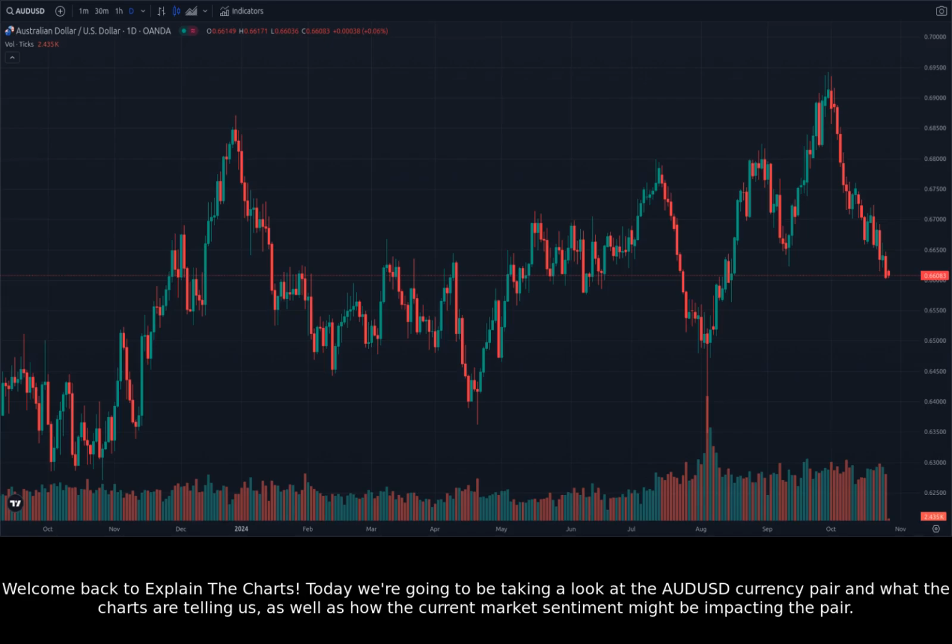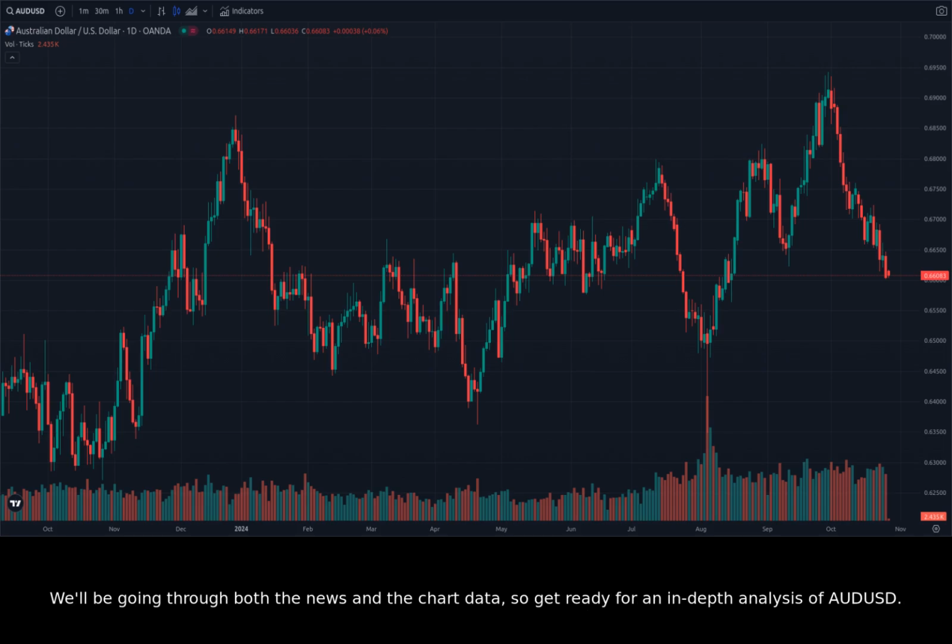Today we're going to be taking a look at the AUDUSD currency pair and what the charts are telling us, as well as how the current market sentiment might be impacting the pair. We'll be going through both the news and the chart data, so get ready for an in-depth analysis of AUDUSD.